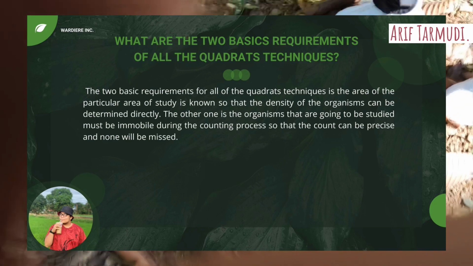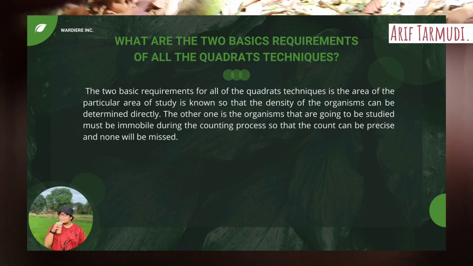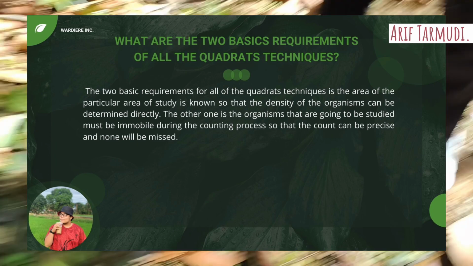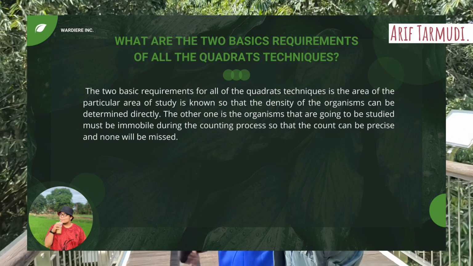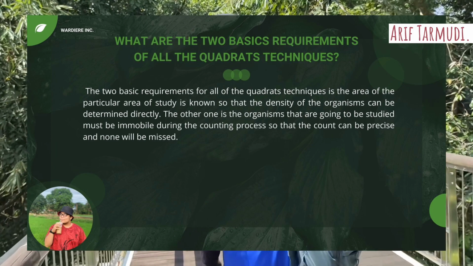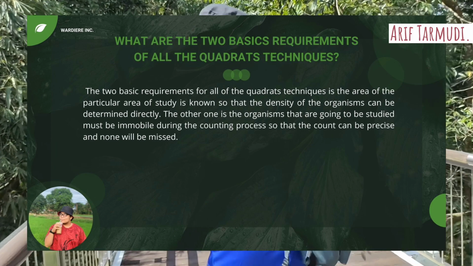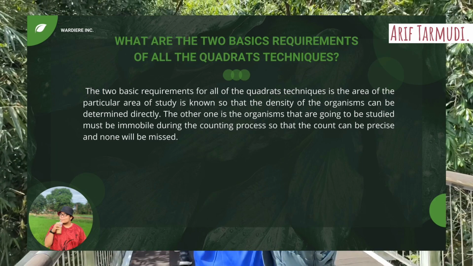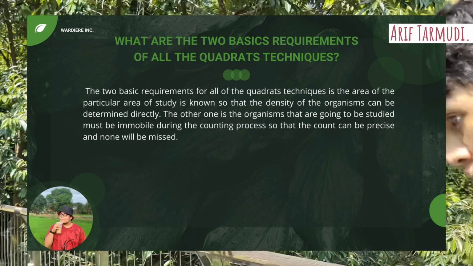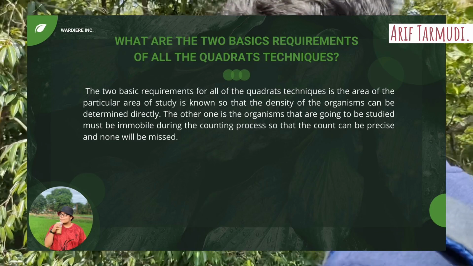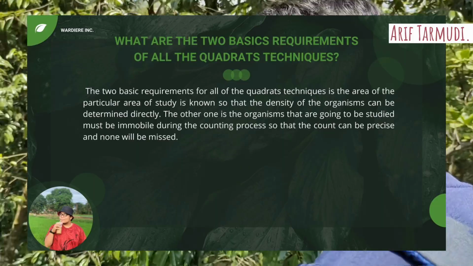In my opinion, the 2 basic requirements for all quadrat techniques are, first, the area of study is known, so that the density of the organism can be determined directly. The other one is that the organisms to be studied must be immobile during the counting process, so that the count can be precise and none will be missed.